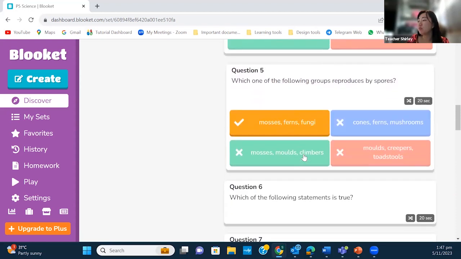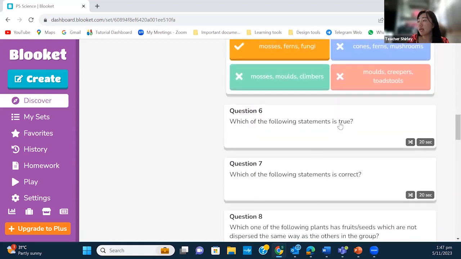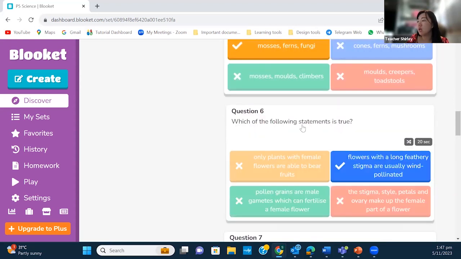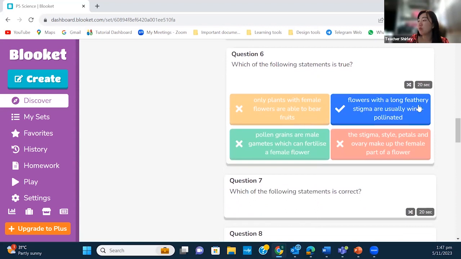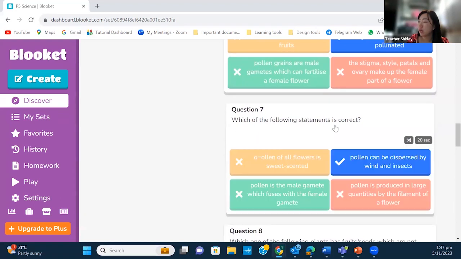Which of the following groups reproduce by spores? It's your ferns, which is your non-flowering plant, your fungi, and your mosses as well. Okay, which of the statements is true? Flowers with long feathery stigma are usually wind pollinated. Okay, which of the following is correct? The pollen can be dispersed by wind and insects.